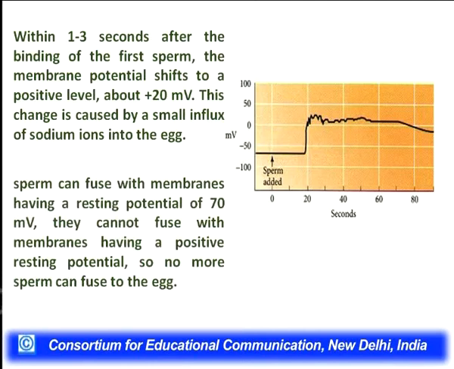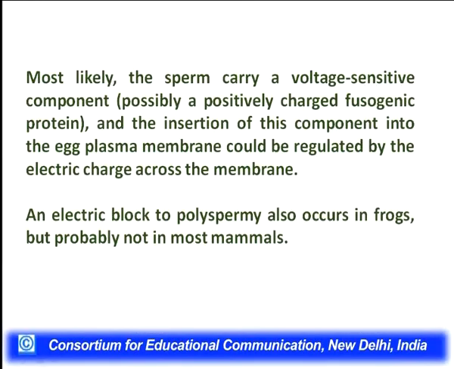Sperm can fuse with membranes having a resting potential of minus 70 millivolts. However, they cannot fuse with membranes having a positive resting potential. So, no more sperm can fuse to the egg. This is a mechanism developed to block polyspermy: as soon as one sperm binds to the egg, the change in the membrane potential takes place, inhibiting any other sperm from binding to the egg. Most likely, the sperm carry a voltage sensitive component, possibly a positively charged fusogenic protein, and the insertion of this component into the egg plasma membrane could be regulated by the electric charge across the membrane.